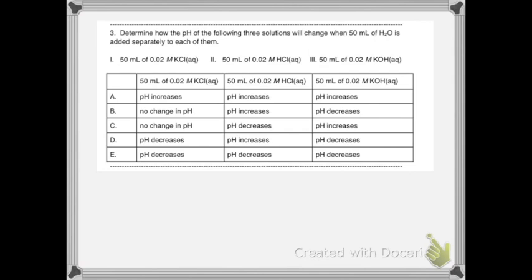For number 3, we have another conceptual problem. They're asking us how the pH would change for 3 different solutions when adding water. Okay, so when we add water, what we're essentially doing is diluting them. So we're diluting the solutions, which means that everything in it is going to be less concentrated.